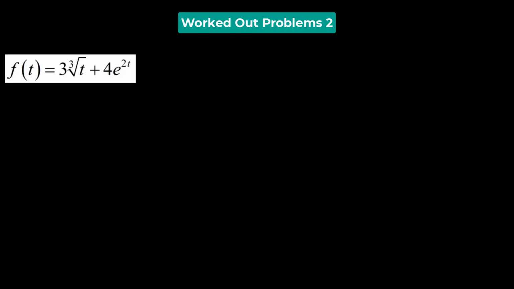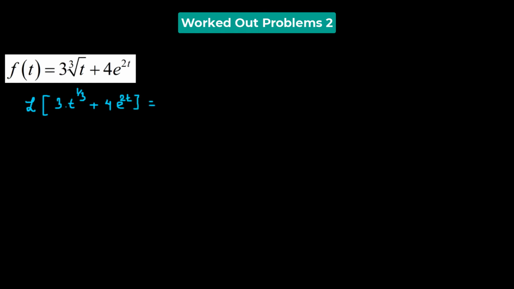So here we have the function 3 times cube root of t plus 4 times e raised to the power of 2t. So let's find out the Laplace transform of the given function. So we have 3 times cube root of t. Cube root of t can be written as t raised to the power of 1/3, plus 4 times e raised to the power of 2t.